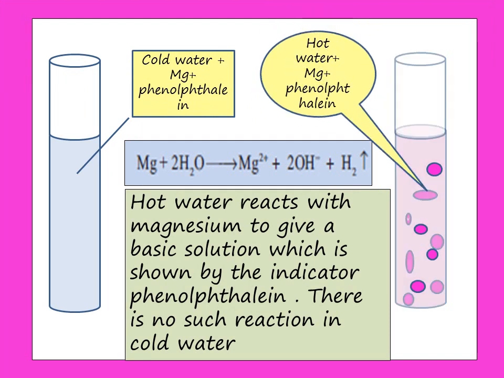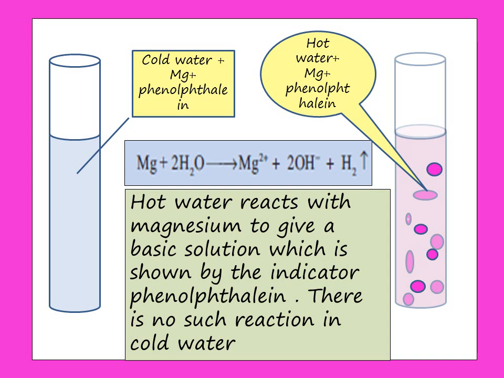Can you see two different solutions in two different test tubes? In both the test tubes, we are taking magnesium and phenolphthalein. In the first test tube, we add cold water, and in the second test tube, we are adding hot water. After a few minutes, you can see that a pink color is developed in test tube 2. That means magnesium reacts faster with hot water than with cold water.